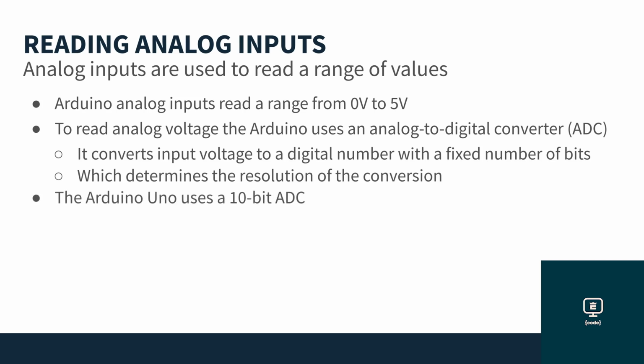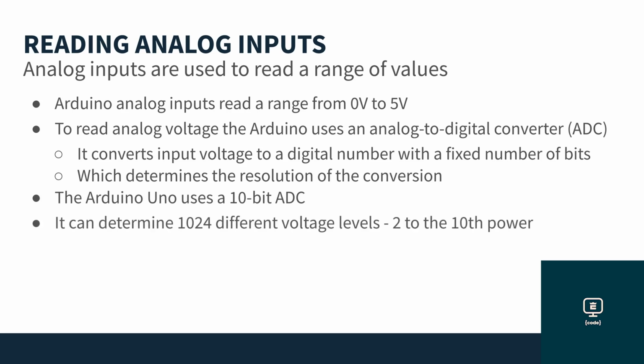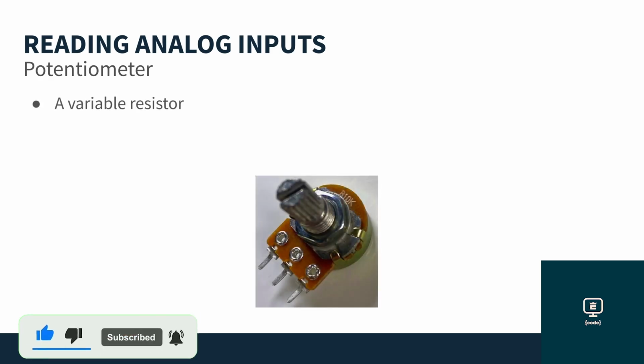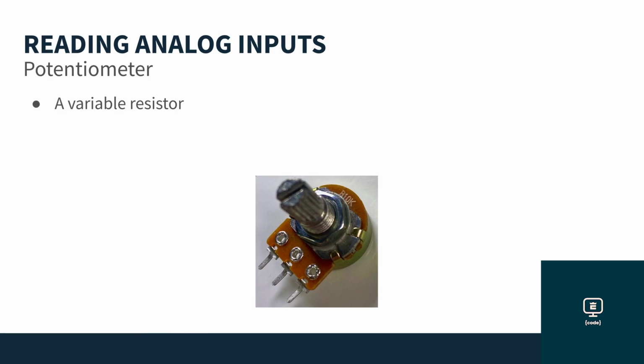The board that I'm using is the Arduino Uno, and it has a 10-bit ADC. So it can determine 1024 different voltage levels, or 2 to the 10th power. To create those voltage differences, you're going to use a potentiometer, which is a variable resistor. The one you're going to use in this example is a 10K ohm potentiometer.